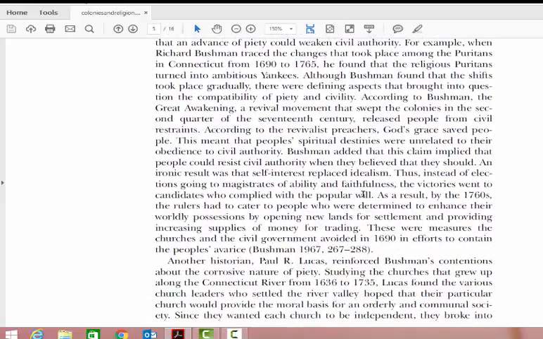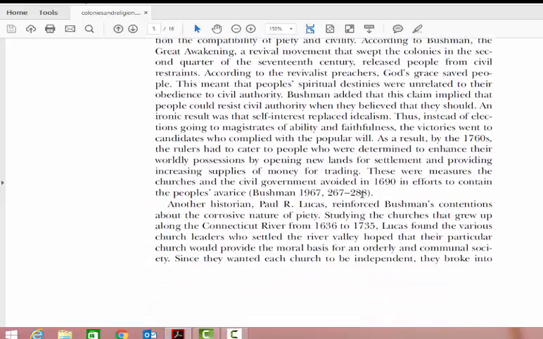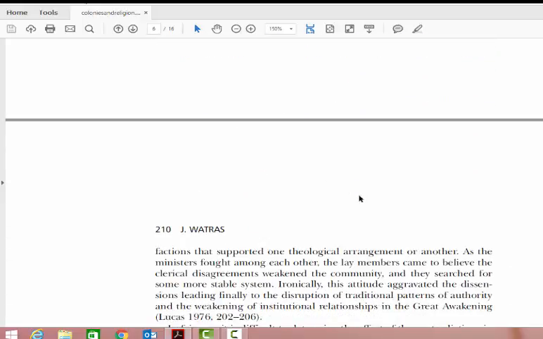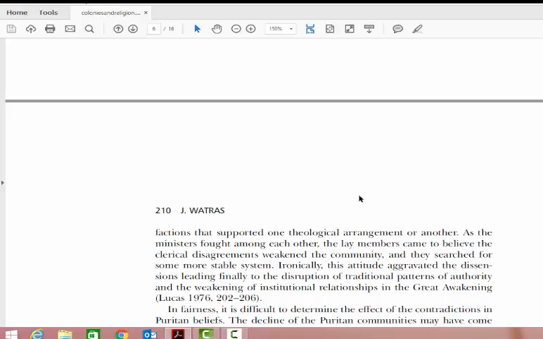Corrosive nature of piety. Another historian, Paul Lucas, reinforced Bushman's contentions about the corrosive nature of piety. Studying the churches that grew up along the Connecticut River, Lucas found the various church leaders who settled the river valley hoped that their particular church would provide the moral basis for an orderly and communal society. Since they wanted each church to be independent, they broke into factions that supported one theological arrangement or another.